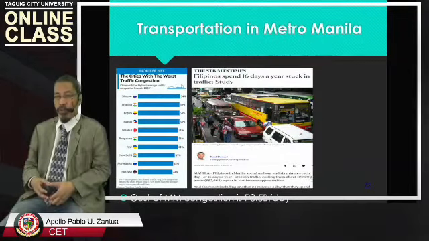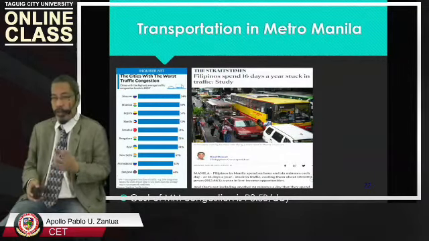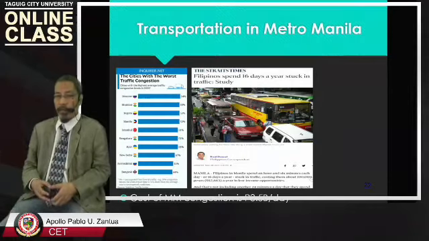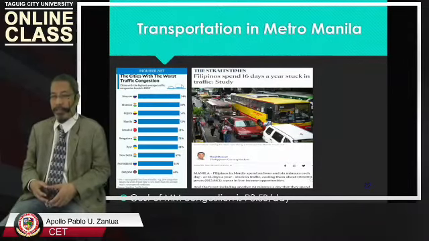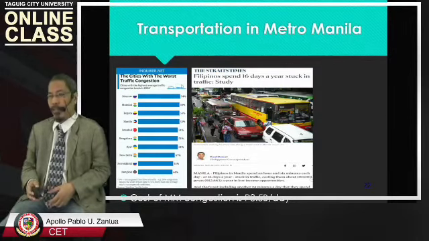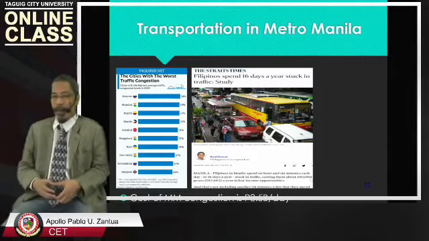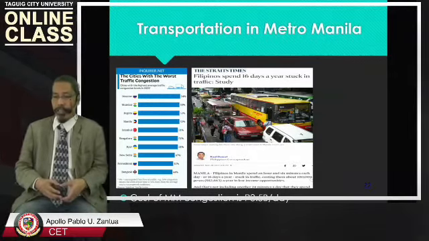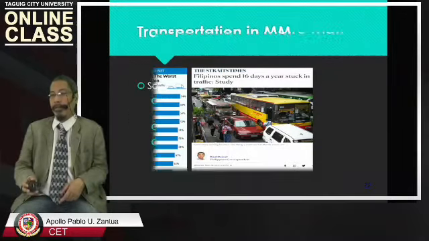So cities with worse traffic congestion, you will notice that Philippines or Metro Manila is second in the world. We are second in the world. Number one is Moscow. Mumbai, Bogota, and Manila are tied for second place. On the right side, Filipinos spend 16 days a year stuck in traffic. We are losing 16 days per year for traffic alone in Metro Manila. Okay?